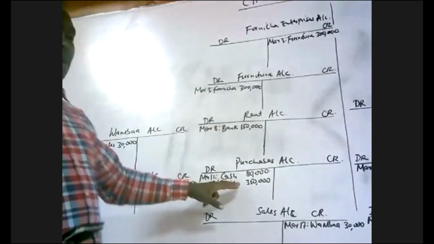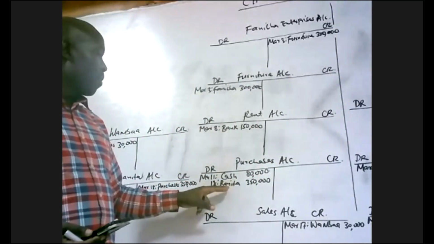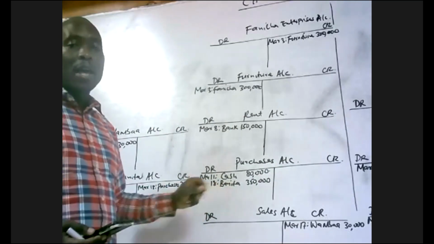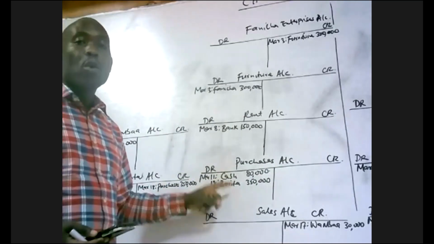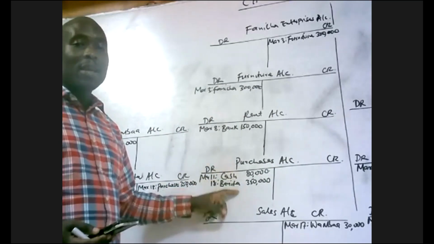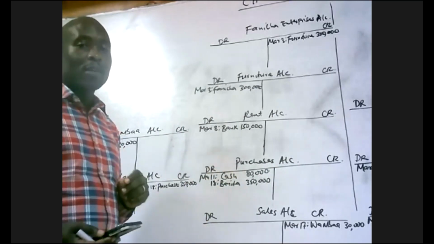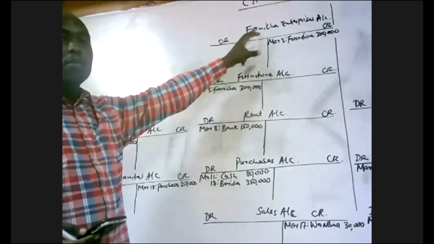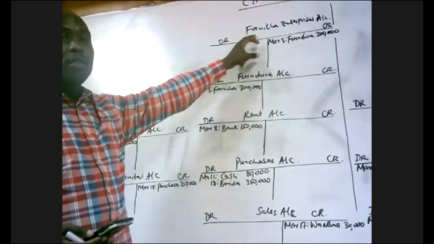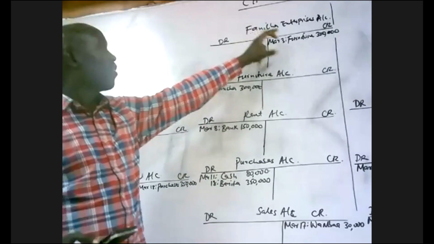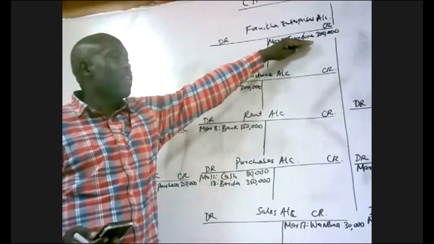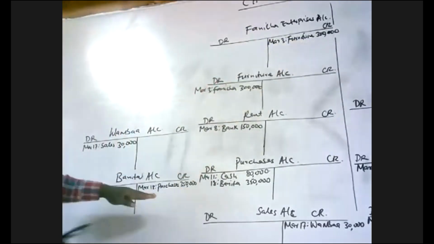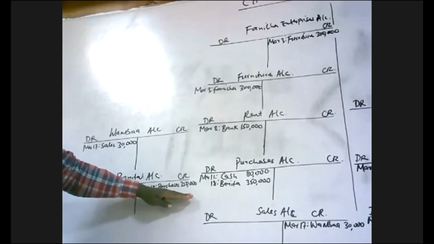But when we go now to purchases here, this Banita is a supplier. And therefore, we owe Banita. And anybody who we owe as a business is a creditor. The same case applies to this person, Furniture. This person, Furniture, is a creditor. So creditors, we normally credit their accounts. Even Banita is going to be credited the account.